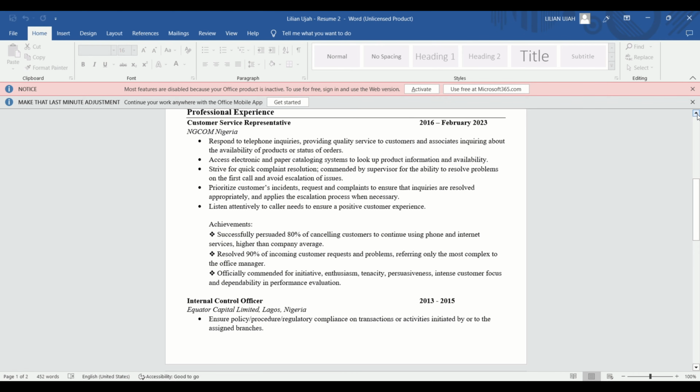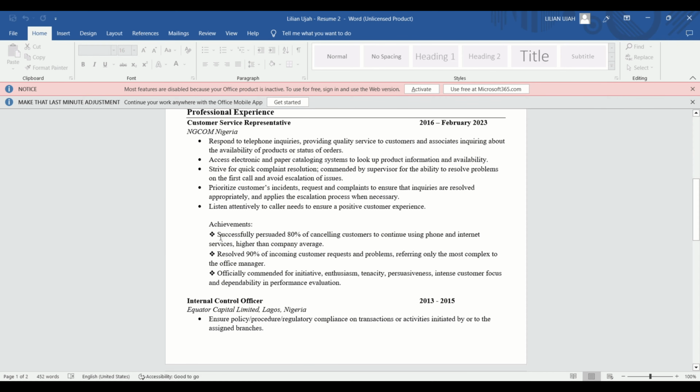Now, for this person's experience, I want to show you what this person did. This is a customer service representative role he did in 2016 to February 2023, and that person listed the place of employment, which is in NGCOM, Nigeria. Now, the person listed responsibilities. It says response to telephone inquiries, providing quality service to customers and associates, inquiring about the availability of products or status of orders. And the person went on to list other responsibilities that they have done in this role.